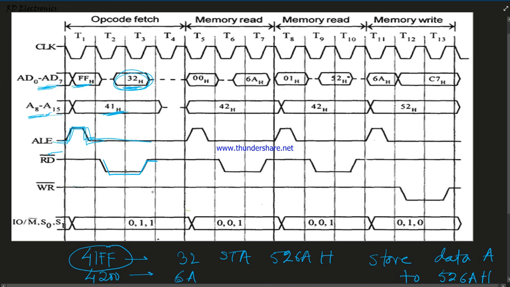There is no write operation performed, and this is the IO/M bar, S1, S0 status. This is 011, that means this is a memory related operation. That's why IO/M bar is 0, and S1 S0 is 11 because this is an opcode fetch operation.